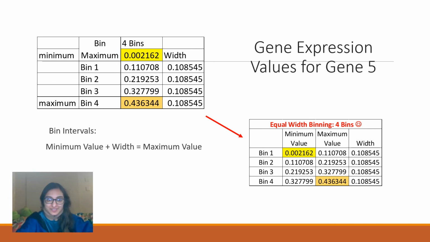So again, just reiterating, you take your minimum value, you have your width, and that gives you this maximum value. You have your minimum value here. Oh, sorry, this part here represents the minimum value. Then we have our width, which is what this column is representing, the width. And that gives you the maximum value, which will be here. So that's how we get it for each of these bins.